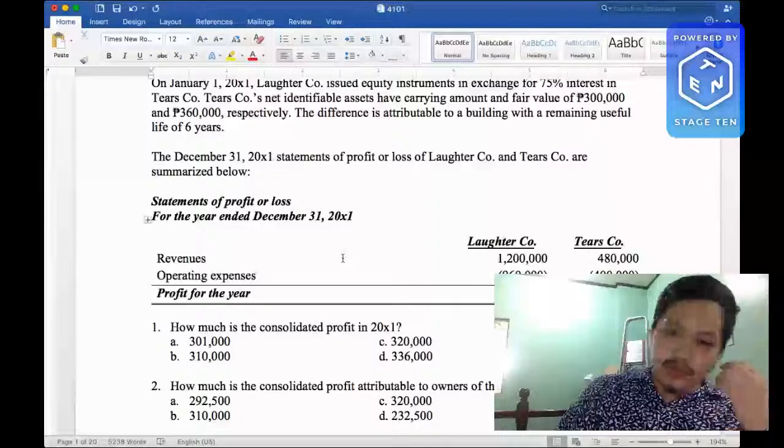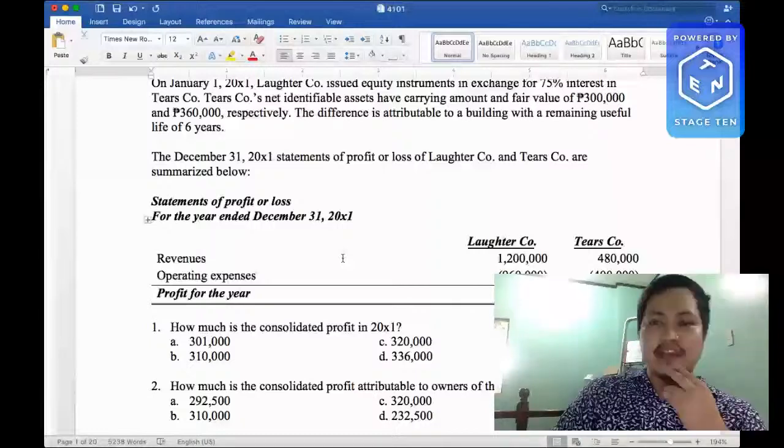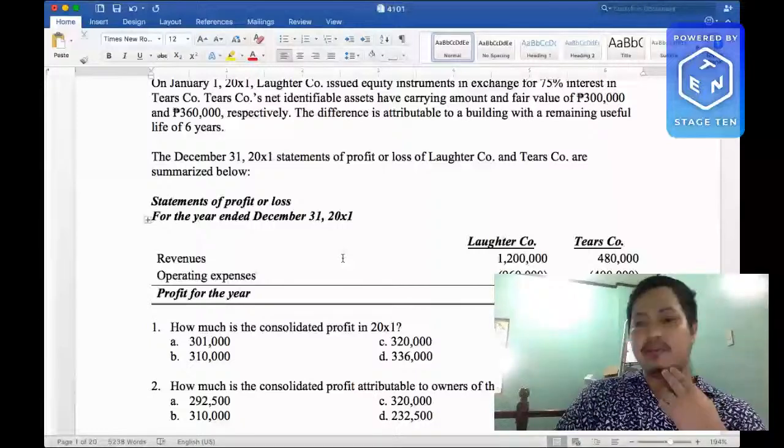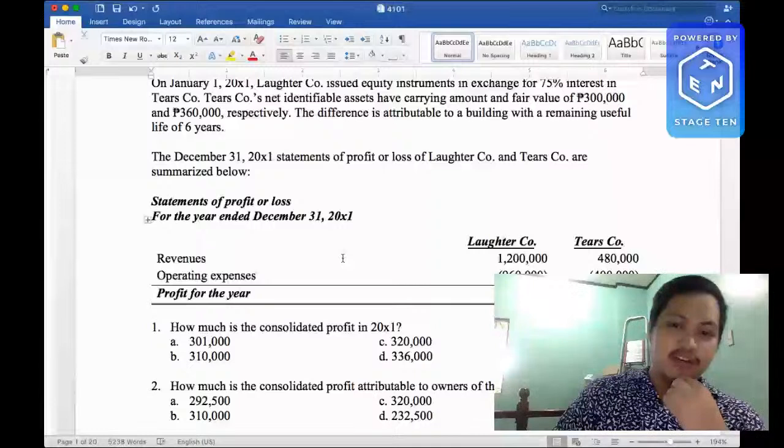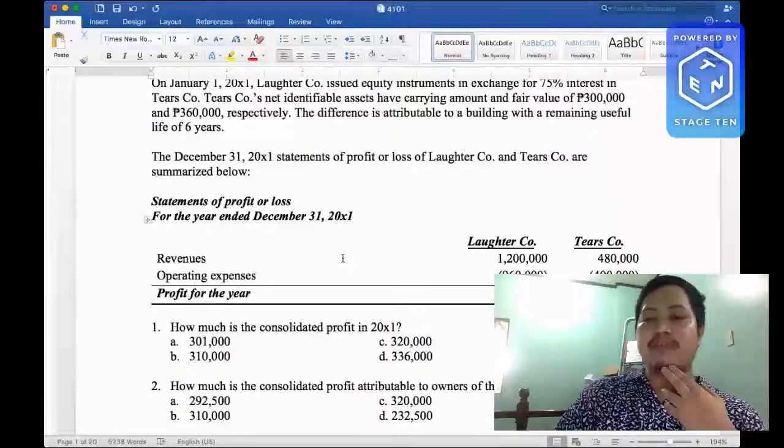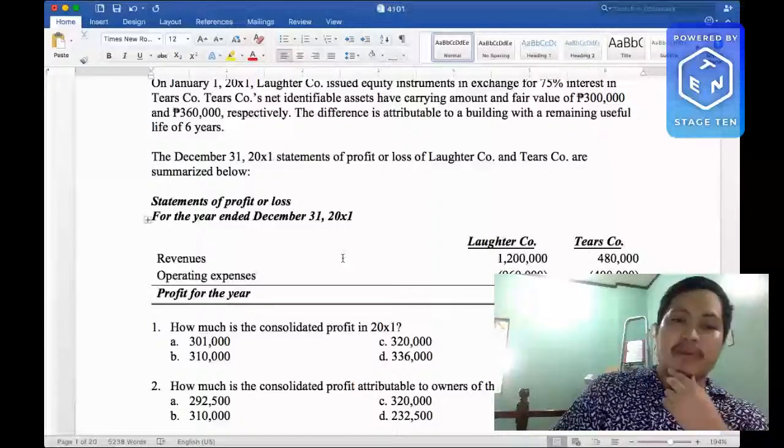Just add the adjusted income of the subsidiary. How much is the adjusted income of the subsidiary? Is it 80,000? No, it is 70,000. How did we get 70,000? By adjusting or deducting 10,000 from the 80,000 profit reported by the subsidiary.